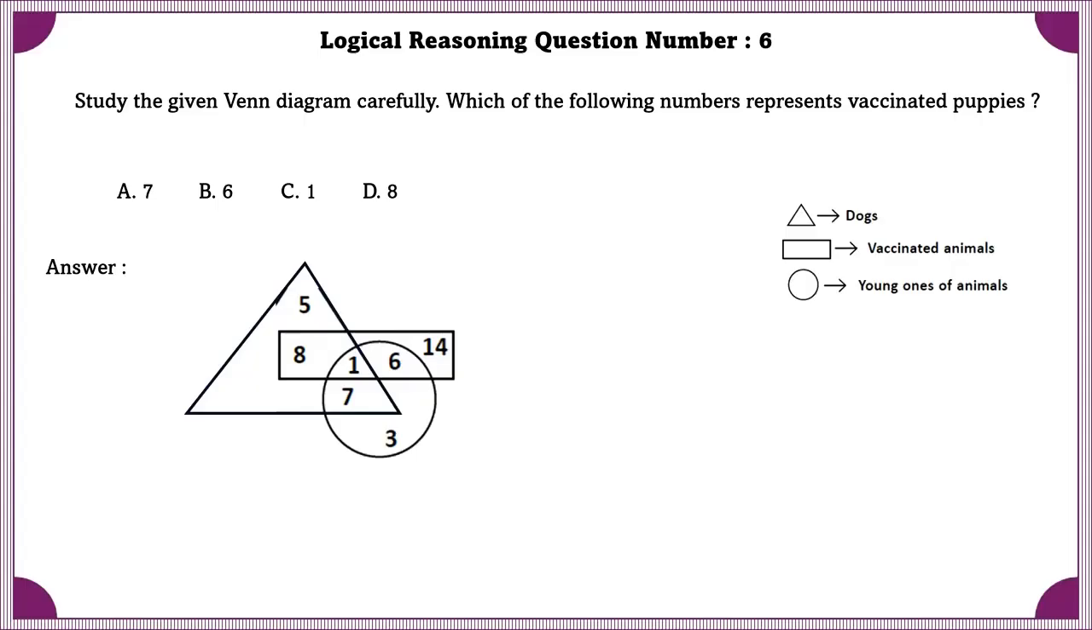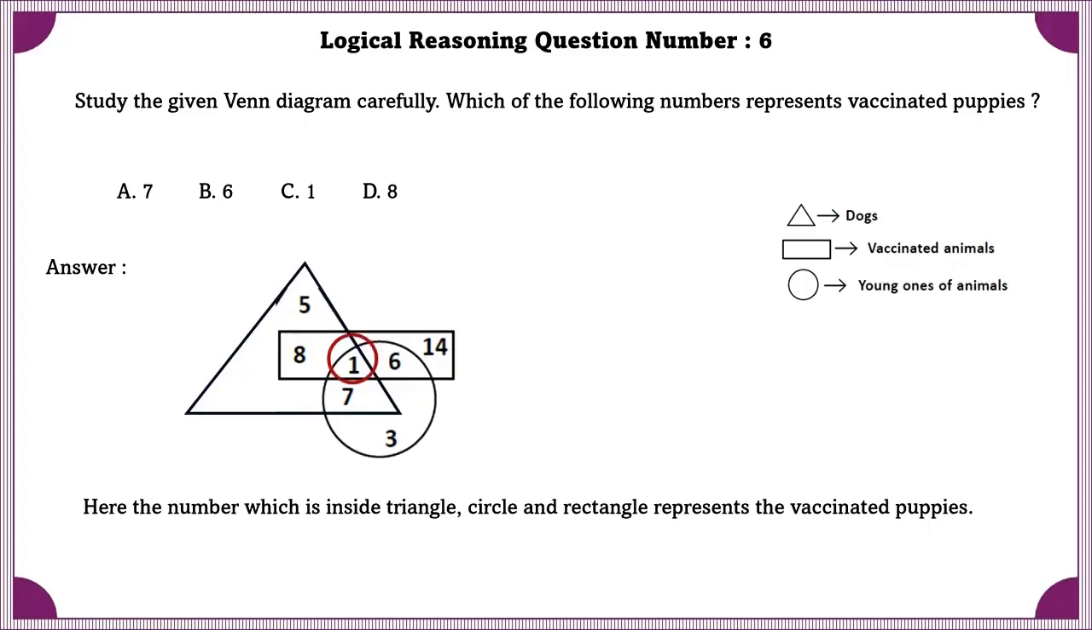Logical reasoning question number 6. Study the Venn diagram carefully. Which one of the following represents vaccinated puppies? Here the number which is inside the triangle, circle and rectangle represents the vaccinated puppies.